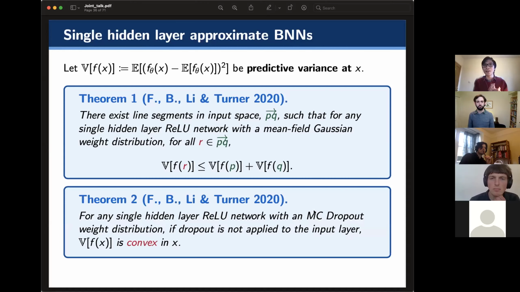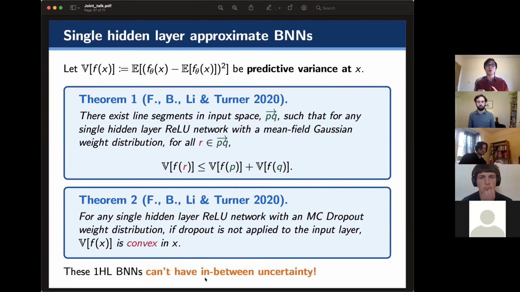We prove a similar result for dropout networks, which shows that for any single hidden layer ReLU network with a Monte Carlo dropout weight distribution, if we don't apply dropout to the input layer, which is common practice, then the predictive variance is actually a convex function in x. And if you think of convex functions, they are kind of bowl-shaped. They can't have large regions of high variance in between regions of small variance, which is exactly what was needed to solve the previous task. So these theorems show that these particular one hidden layer Bayesian neural networks can't actually have any in-between uncertainty. And you can ask later for intuition for why this is the case.